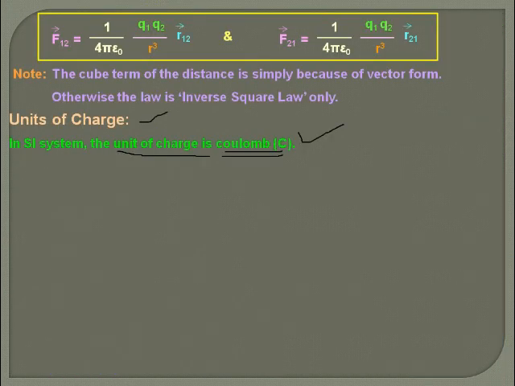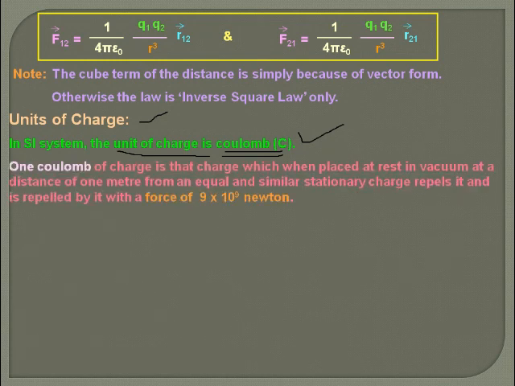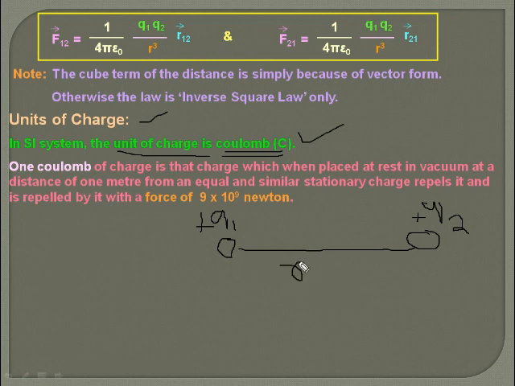Define the 1 coulomb charge, or which charge is said to be 1 coulomb. So we have just defined 1 coulomb charge. According to the definition, consider we have two charges, q1 and q2. This charge is q1 and this charge is q2. Both are of the same polarity, so let's define their polarity as positive charge.